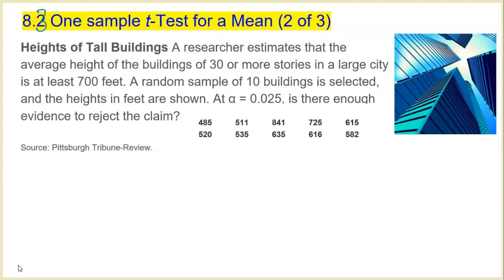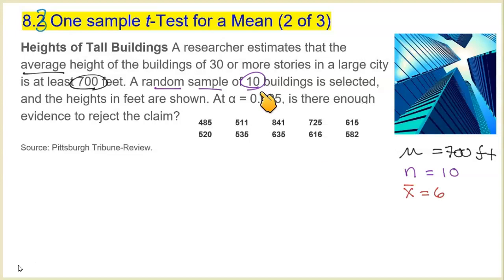So we know we need the population average. In that case, it is 700 feet, right? It says the researcher estimates that the average height of buildings of 30 or more stories in a large city is at least 700 feet. So that at least means it's either 700 feet or higher. So we just use this value for our average. And then we know the sample size is 10, and we have to find the average of that. So we add all these values together, and we get 6,065 divided by 10. So the average height from our sample is 606.5 feet.